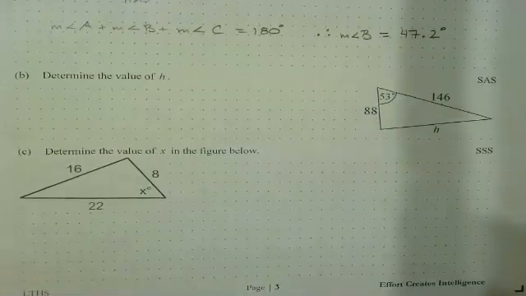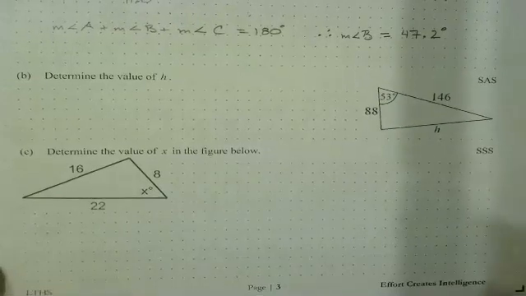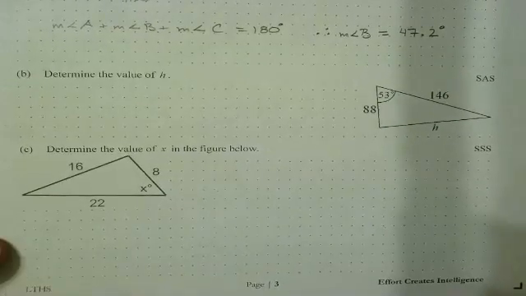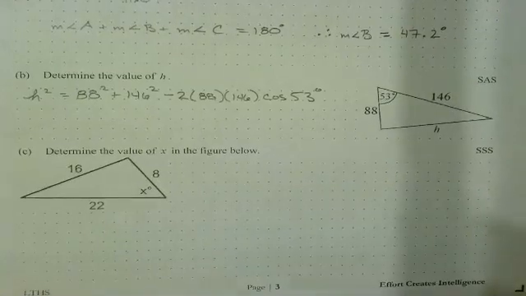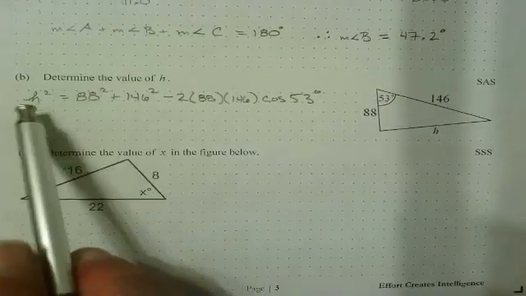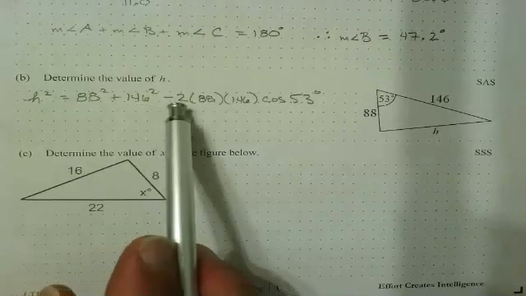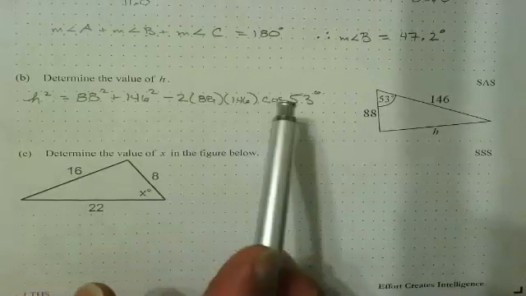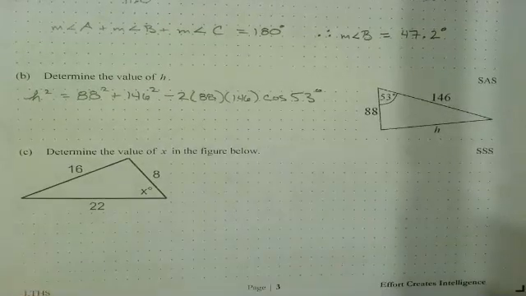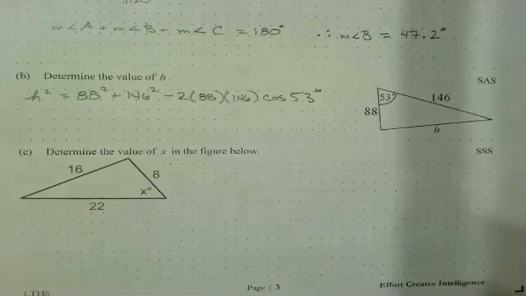Here we have the next problem, determining the value for h. Okay, what do I need to do? Well, I'm going to set up my equation. Okay, so I set up my equation, right? h squared is equal to 88 squared plus 146 squared, minus 2 times 88 times 146 times cosine of the angle between them. And now I just need to use my calculator.